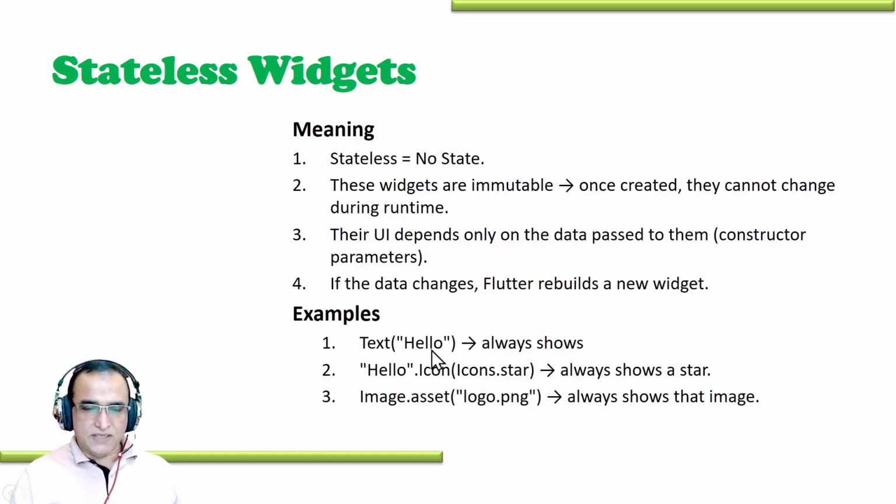For example, suppose you are using a text widget. Under this you are passing hello. It will always show hello. If you have an icon, it will show the icon. If you have a logo, then it will show the logo. Image.asset. So these are fixed. They are not changing. That's why these are stateless.